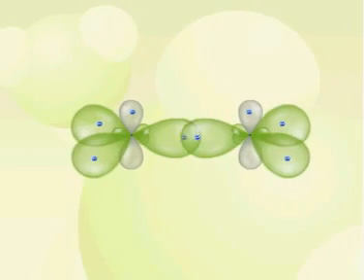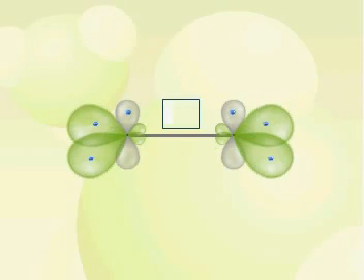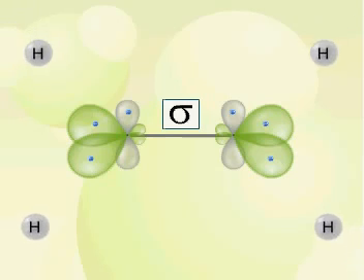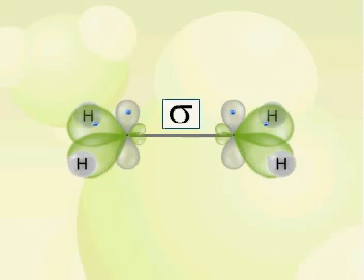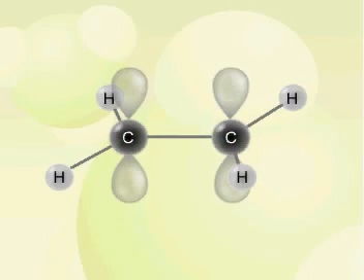Head-to-head overlap of the sp2 orbitals of two carbon atoms gives rise to a carbon-carbon sigma bond. The remaining sp2 orbitals overlap with the four hydrogen 1s orbitals to form four sigma bonds. In this arrangement, the remaining unhybridized p orbitals of the carbon atoms are close and parallel to each other.